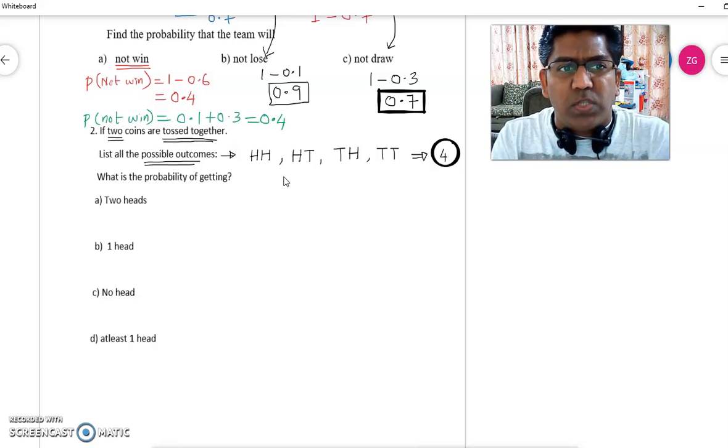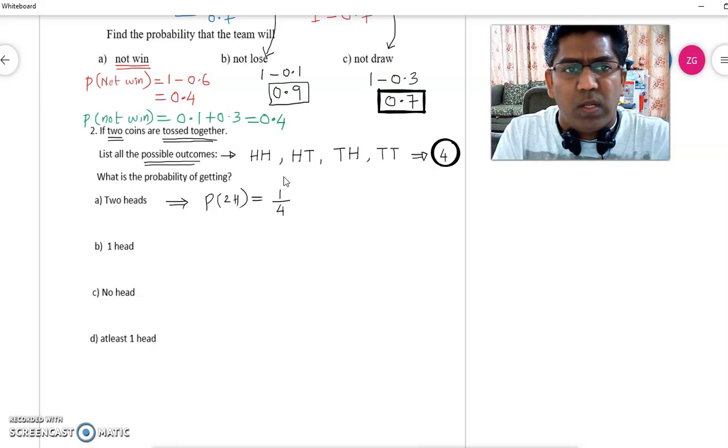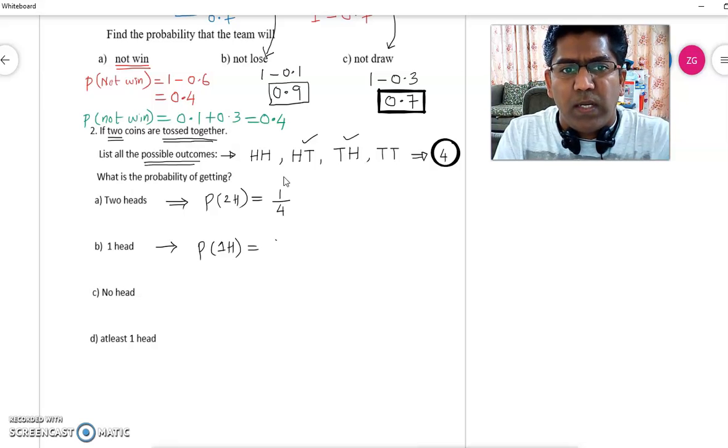Now, the question says, what is the probability of getting 2 heads? If you look at the possible outcomes, you have only once where you get 2 heads. So the chances are only 1 out of 4. Next one is the probability of 1 head. You get 1 head in the second option and in the third option. So the probability of getting 1 head is 2 out of 4, which can be simplified to 1 by 2.